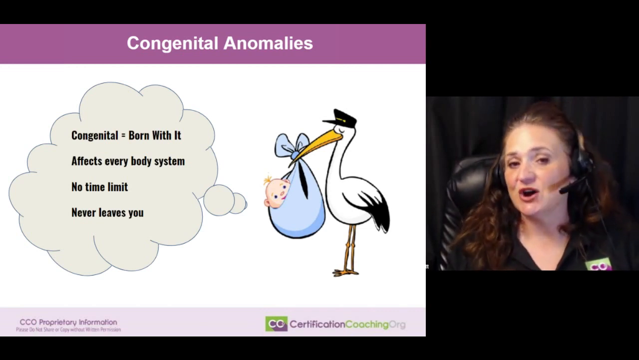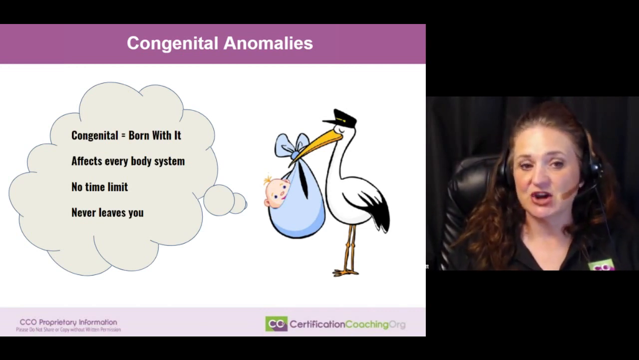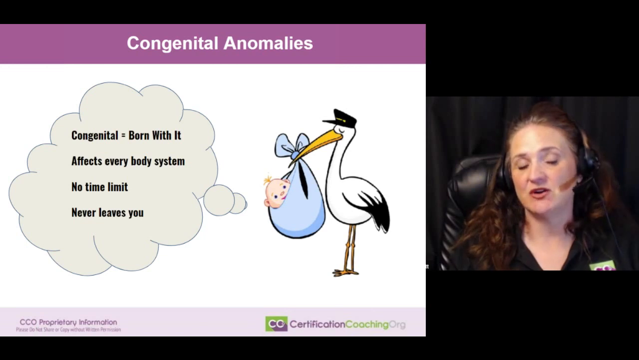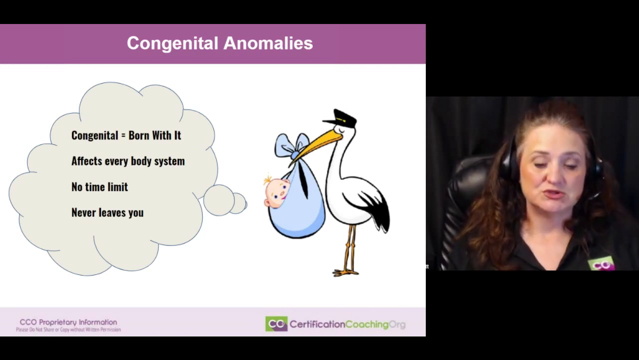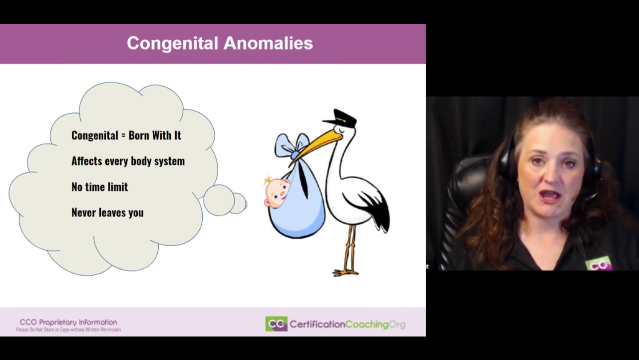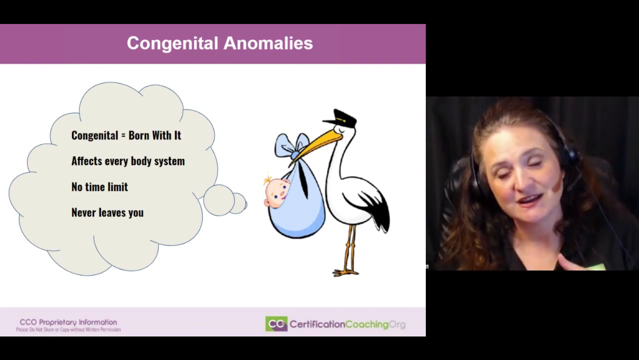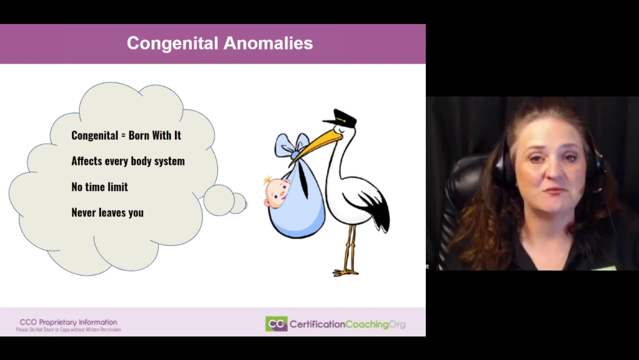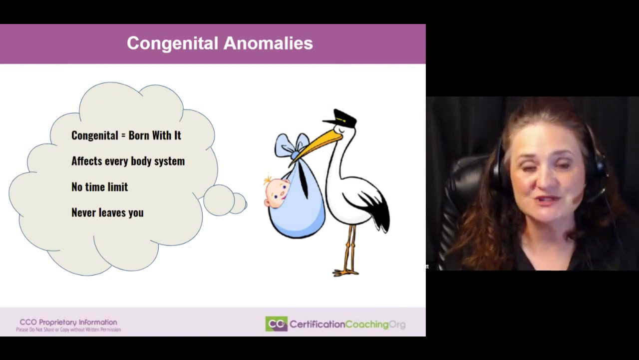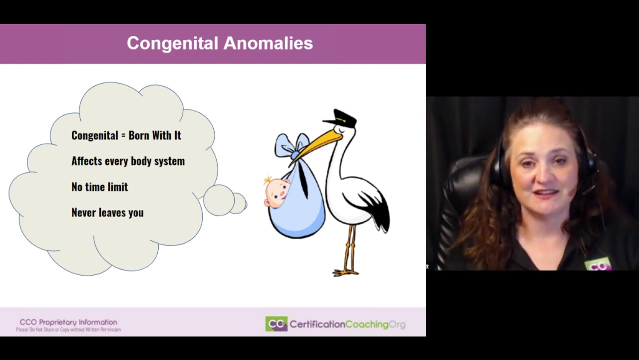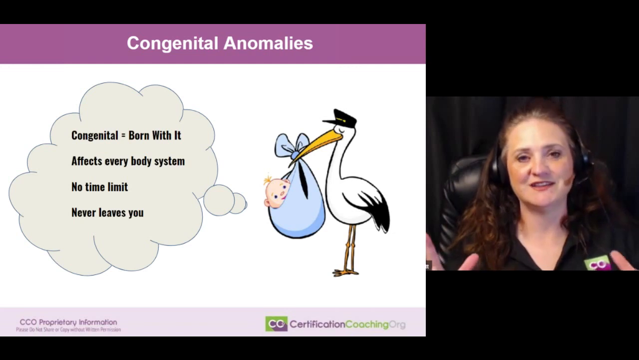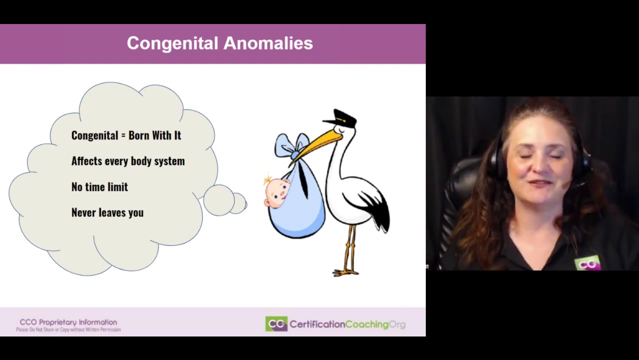Another thing you need to know about congenital anomalies and coding them is that there's no time limit on the code. So just because you were born that way doesn't mean that it was discovered when you were born. It might be discovered late in life. It may not be discovered until you die and they do an autopsy and then they open you up and it's like, oh my word, look at this. It's a congenital anomaly that we never knew about.